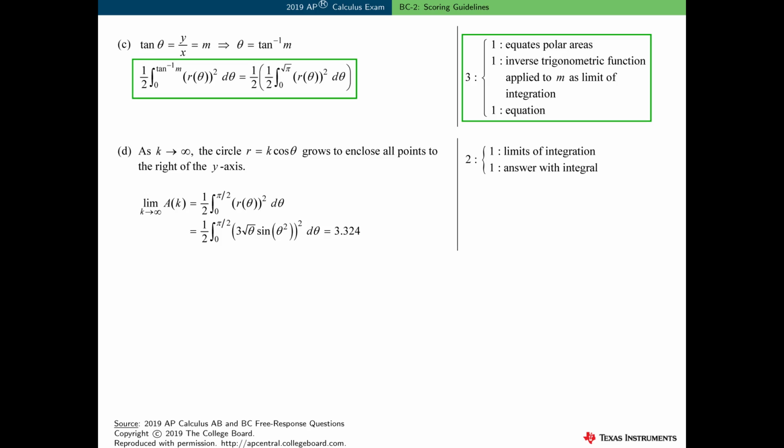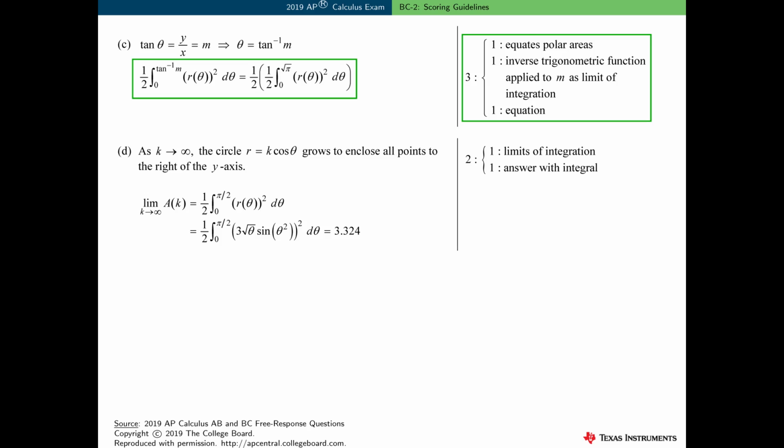The second point in Part C was for using an inverse trig function applied to m as a limit of integration. To earn this point, there must be an integral with limits that are 2 angles, and one limit must involve an inverse trig function that somehow incorporates m. Now this point can be earned even if the integral does not represent area. The third point in Part C was for putting the first 2 conceptual ideas together and for presenting a correct equation.